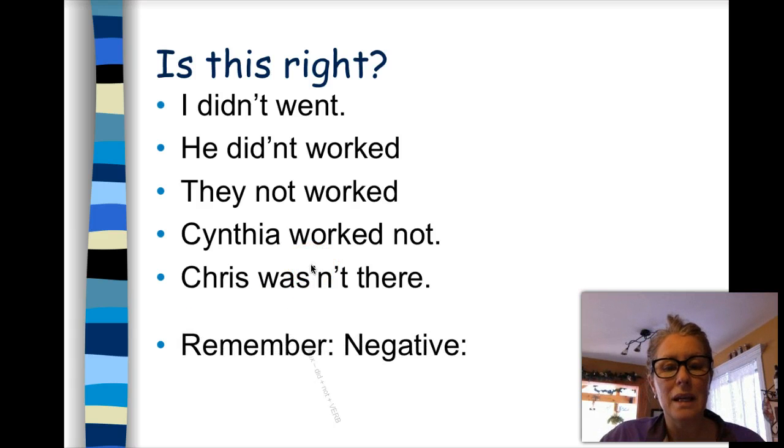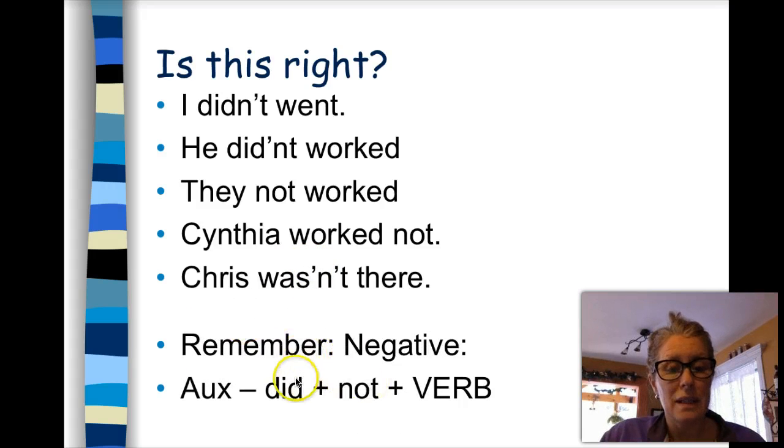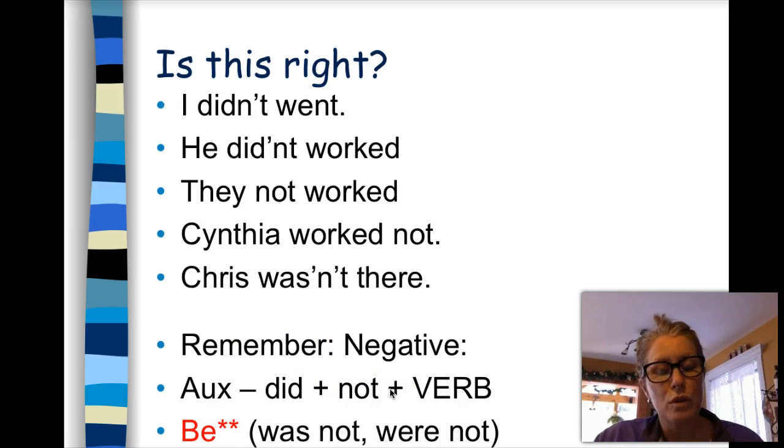So remember, to make a negative, your auxiliary is did plus not and your verb in the base form, except for the verb to be where your auxiliary and the verb are the same thing. So was not, were not.